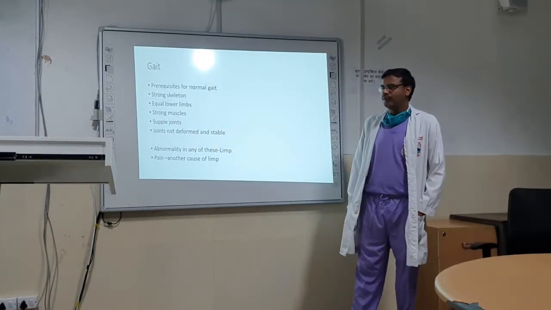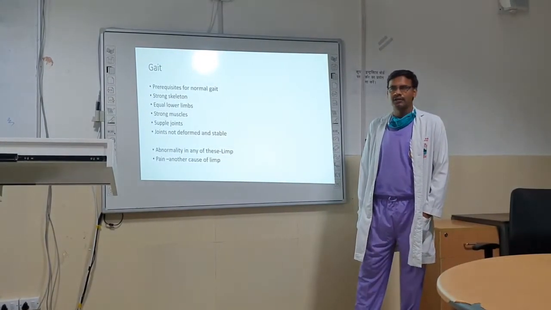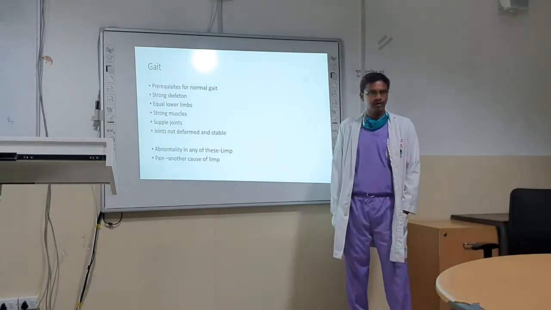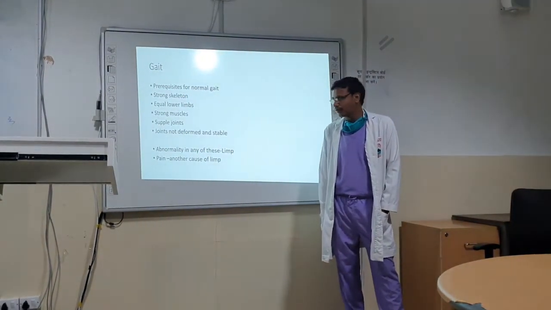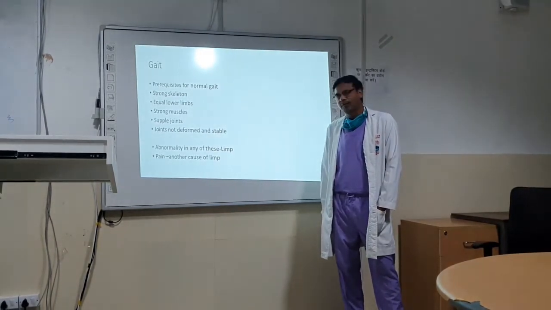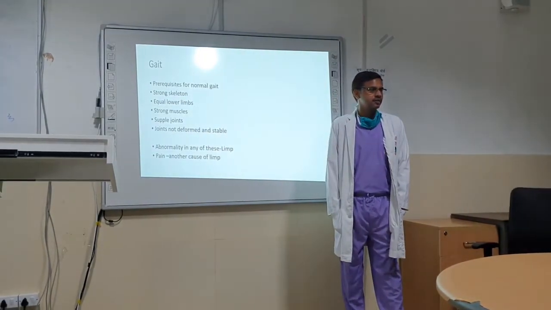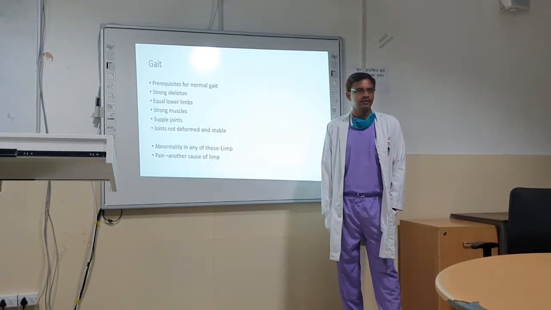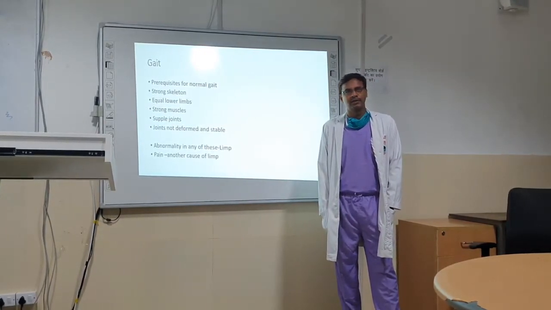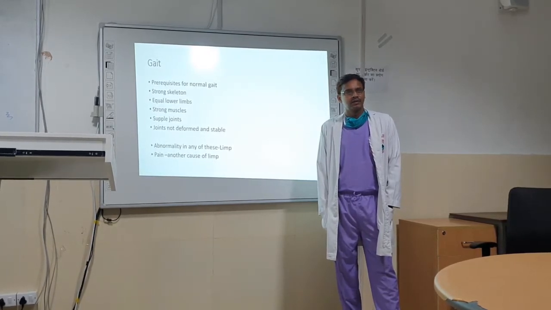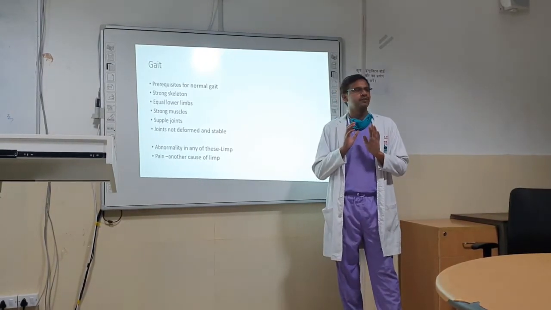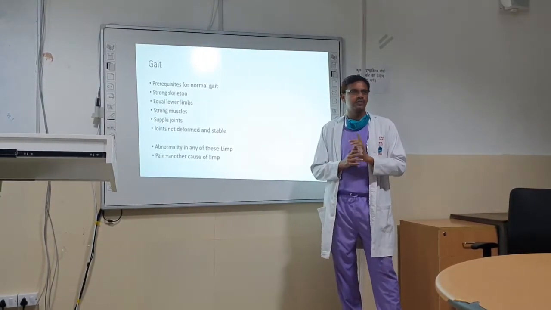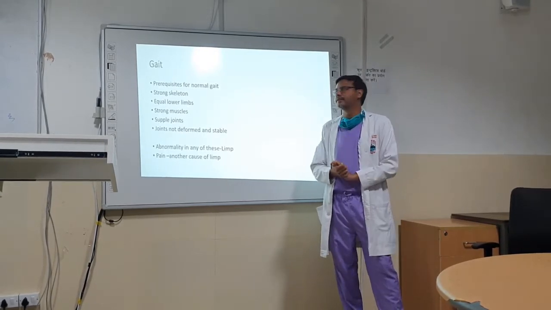Before limping, you should be aware of what the prerequisites are for a normal gait. There are various prerequisites. Number one is a strong skeleton. The skeleton should be uninterrupted. There should not be any fracture, pain, anything like that. The skeleton should be strong enough to support the weight of the body over both the lower limbs. This is the first prerequisite for a normal gait.